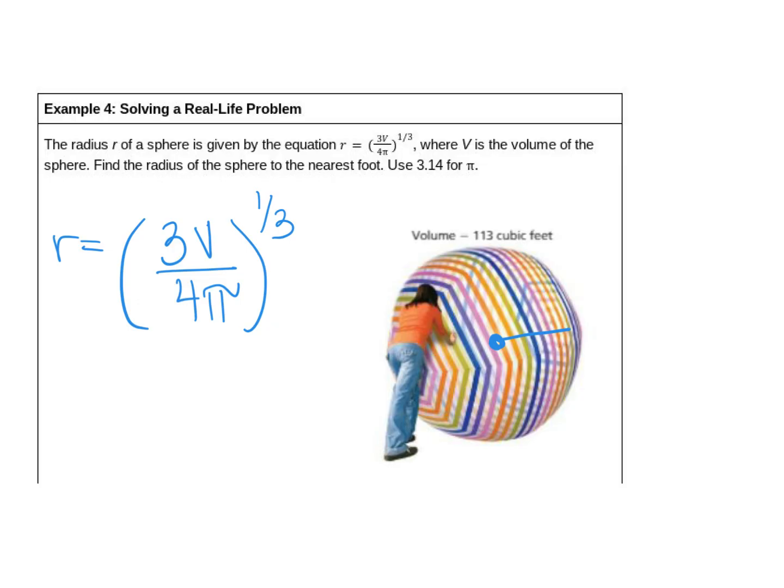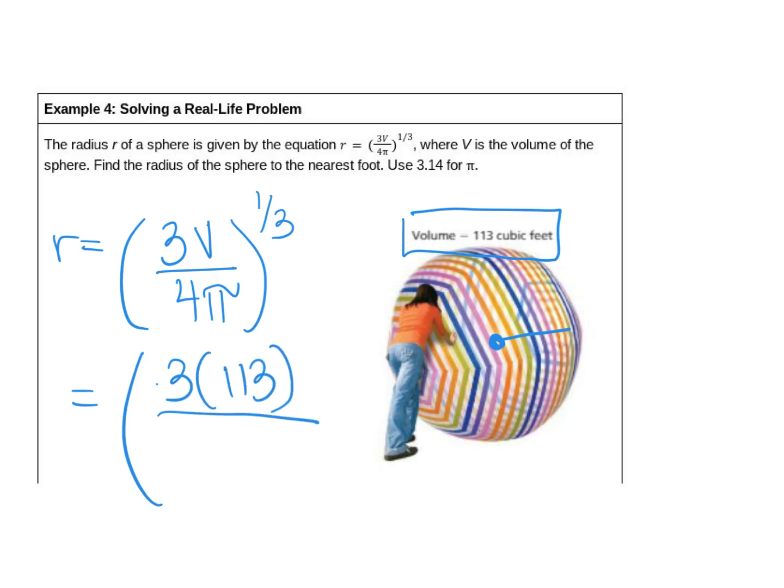So we're just going to use this information and plug it into the problem. So the volume is 113 feet. So we're going to replace the volume with 113. And they want us to use 3.14 for pi.